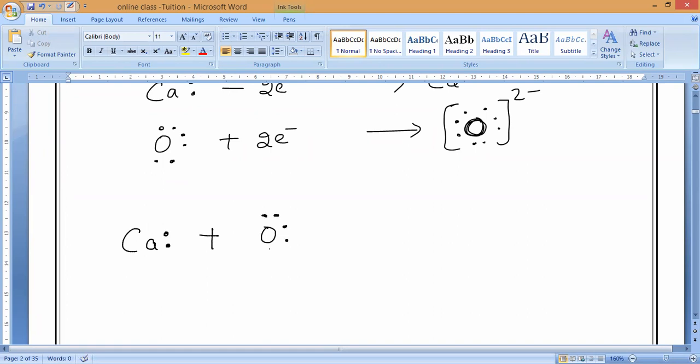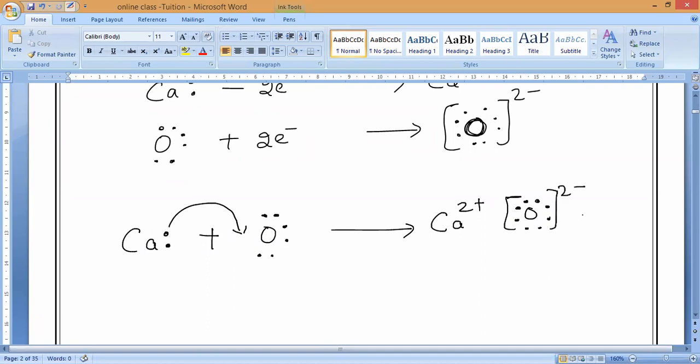How many electrons does oxygen have? 6, sir. So these 2 electrons will come here. So which will give you what? Ca2+ and oxygen 2 minus. Electron dot structure. You should always write like this only. Understand? So 2 minus. Or I can write CaO.